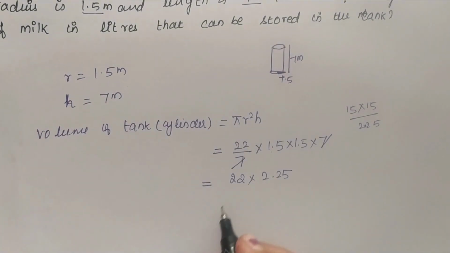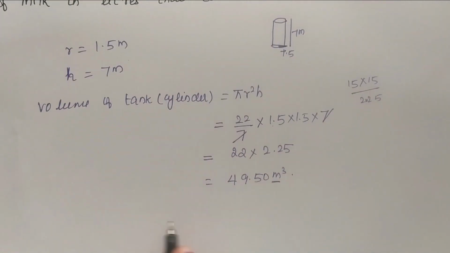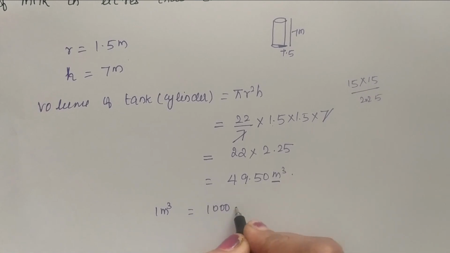22 into 2.25 is 49.50 meter cube. So now this volume is in meter cube, we have to write it in liters. Now 1 meter cube equals 1000 liters.